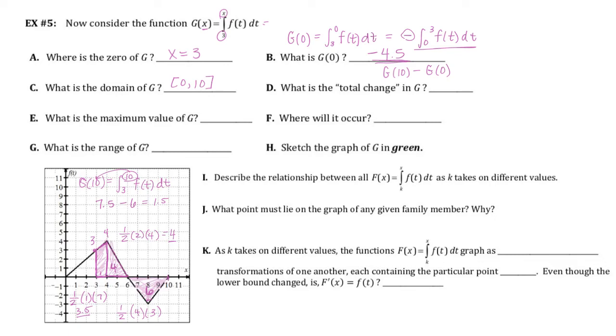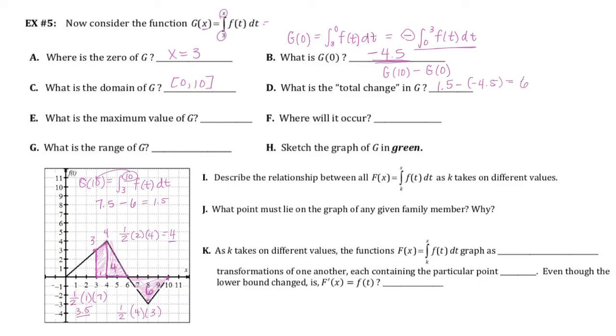Okay, so now over here, we're going to put all this together because I need g at 10, and g at 10 we found was going to be 1.5. So I have 1.5 minus g at 0, which we found was negative 4.5. So then that's going to give me a total of 6.